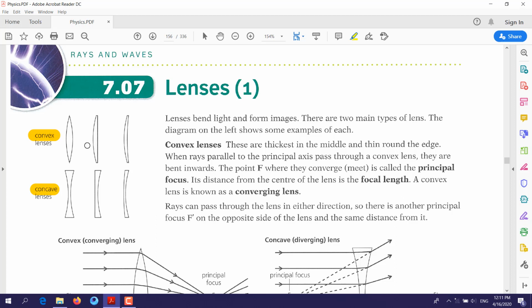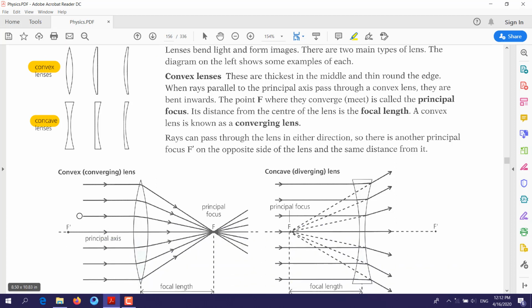Convex lenses are thickest in the middle, as you can see here. In the middle, they are thick, and they are thin around the edge or the end of it. Thick in the center, thin at the edge.